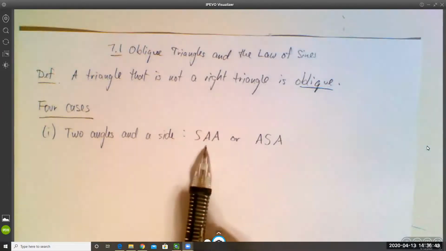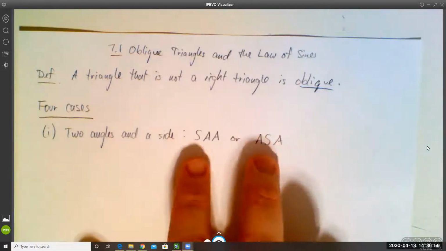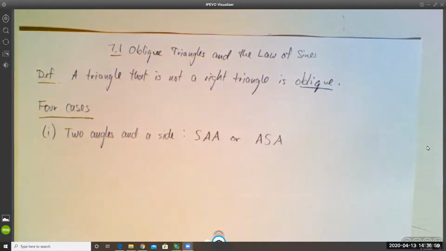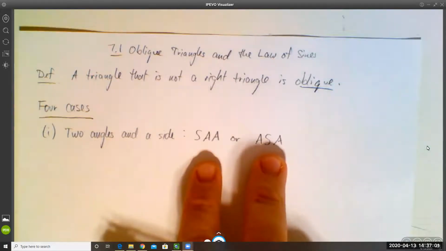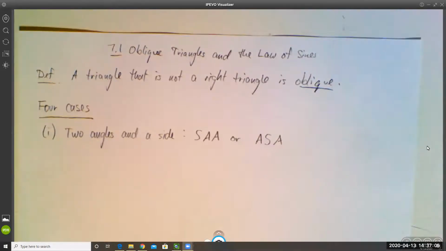You might think, what about angle, angle, side? But angle, angle, side would be the same thing as side, angle, angle, just viewed from a different order, right? So these are the only two ways that you could be given those pieces of information. And this is the case that we're going to talk about today, right? So case one is what we're going to talk about in 7.1.